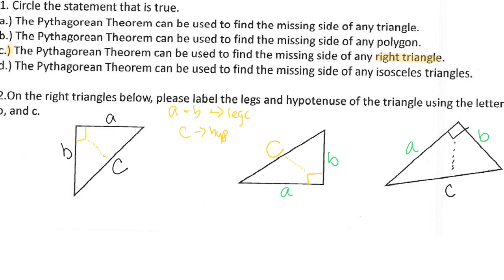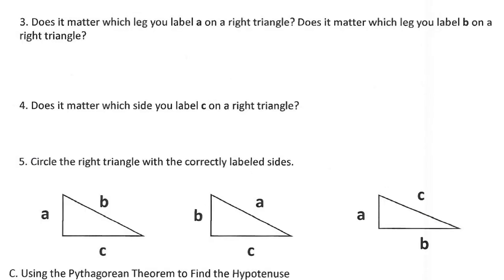All right, so hopefully you got that the one on the bottom is the C and the other two are A and B. Again, it doesn't matter which order. All right, so let's go to the next page now. Looking at the next page, I want you to answer 3, 4, and 5. So pause this and answer those for me.